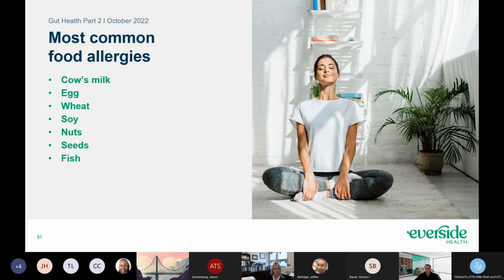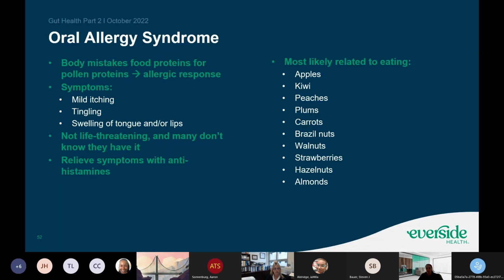And this is not to be confused with oral allergy syndrome. Oral allergy syndrome is more likely to happen in those who have hay fever, but it's mistaking that food protein for pollen proteins and having that allergic response. So it's not necessarily the food itself. It's more like if it's been pollinated and it's sensing that pollen in the food.